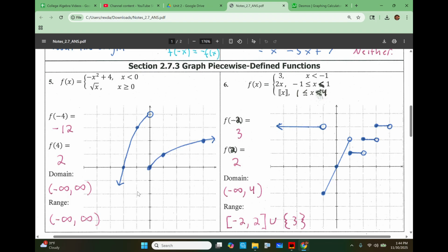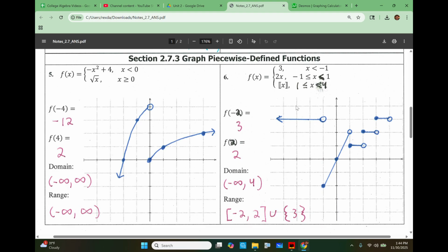And then the range is going to go -infinity to infinity, because this is going to go all the way down. And this thing takes its time, but it does go all the way up, because square root of 36 is 6, 49 is 7, 64 is 8, 81 is 9, 100 is 10. It's going to keep going up, taking its time. So again, this is one function that has one domain and one range.